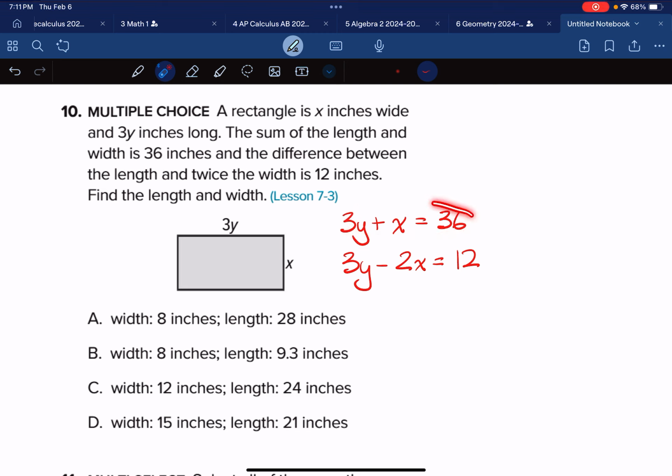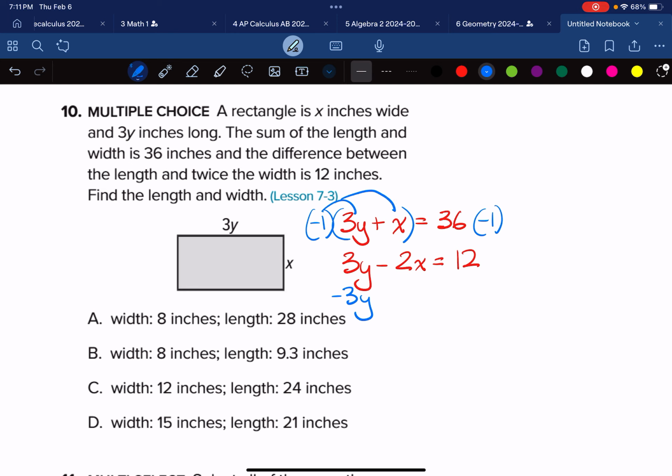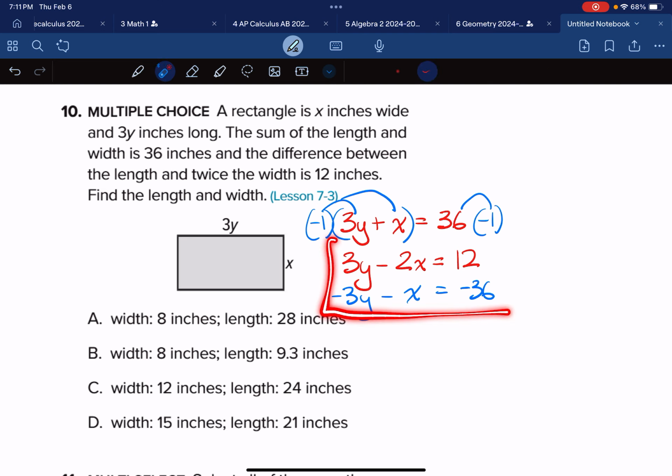It doesn't really matter, right? Let's multiply this one by a negative. The negative is being multiplied there and there on both sides. So negative times a 3y is a negative 3y. Negative times a positive x is a negative x. And negative times a 36 is a negative 36. So now notice that these two equations should have a y that cancels out. Let's go ahead and see what happens there. So let's add them together. Adding them together means that the y's are gone.